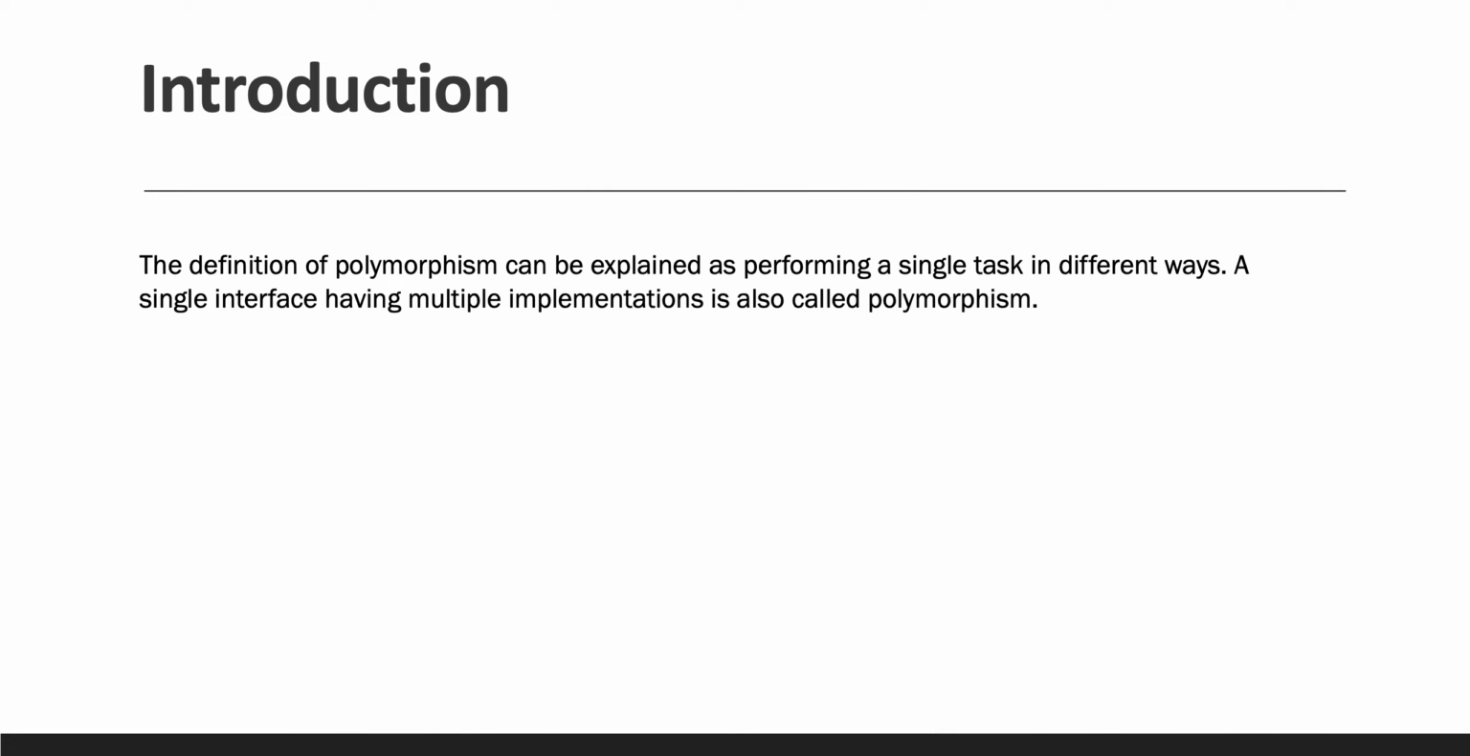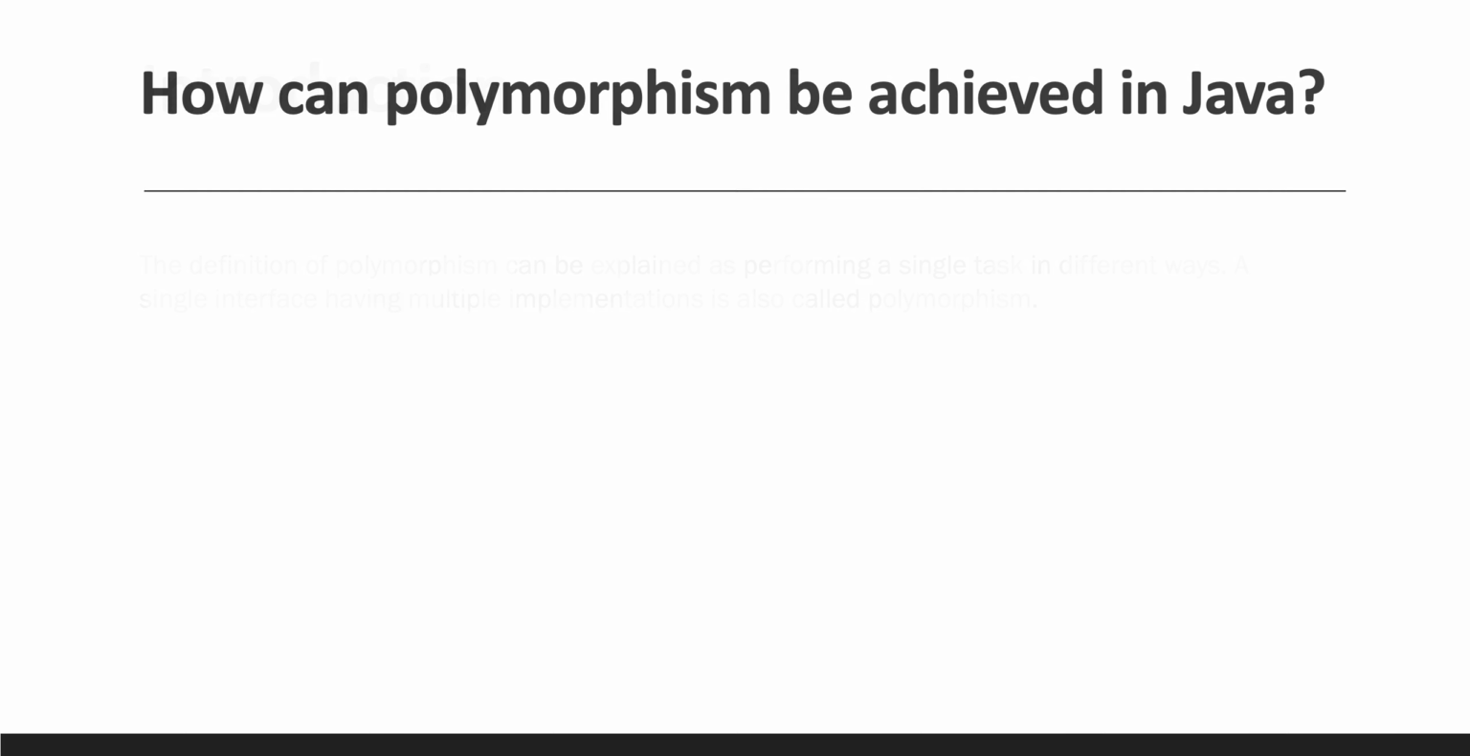What we have seen is that the definition of polymorphism can be explained as performing a single task in different ways. For example, a single inheritance having multiple implementations is also called polymorphism. Now let's see how polymorphism can be achieved in Java. Basically, polymorphism can be achieved in two ways: first is method overloading, and second is method overriding.